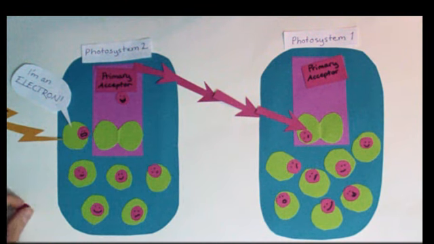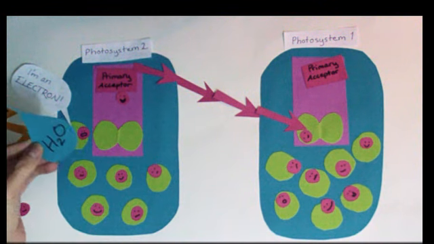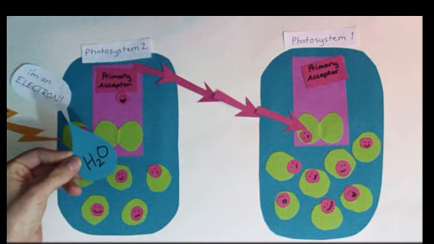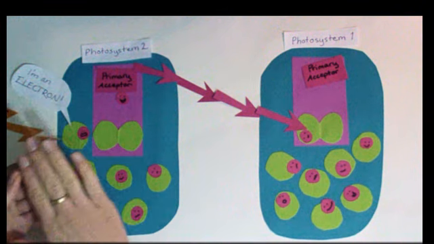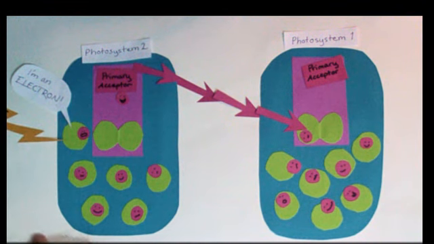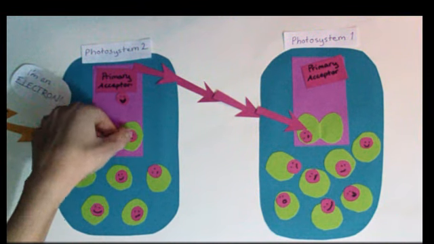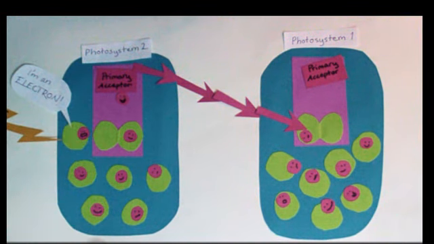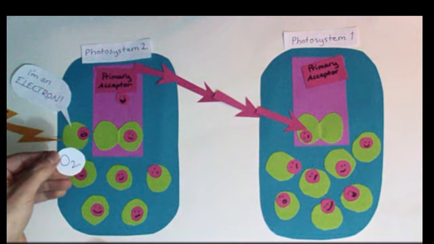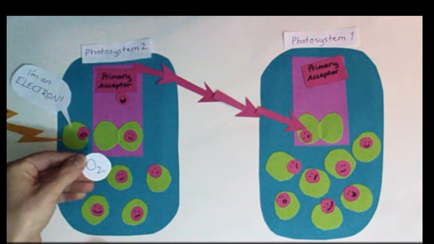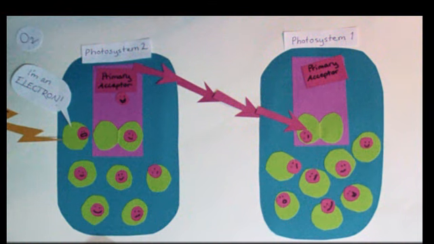So, in order to get that, we're going to need water. Water comes in, and when water is split, we get an electron that can take the place of the other electron. And not just that, but we also get oxygen. The oxygen is released into the atmosphere and it allows us to breathe. It's what we need as humans to survive, just like all animal creatures.